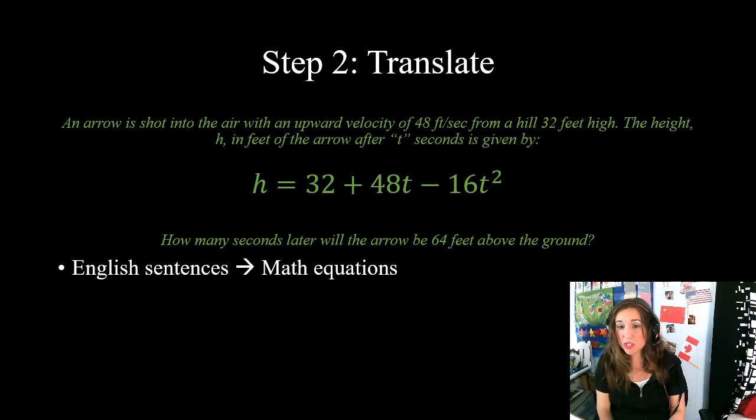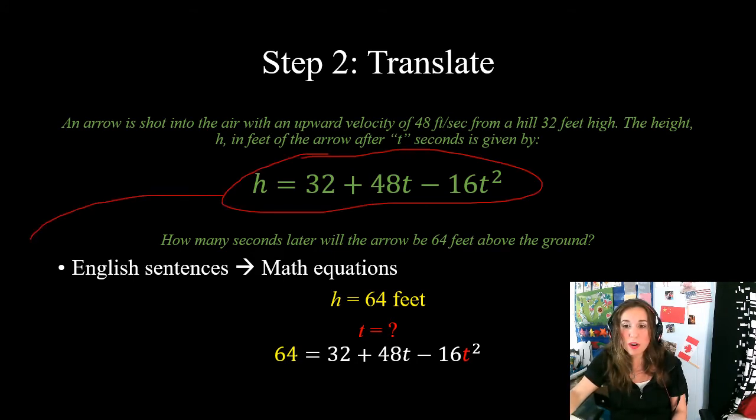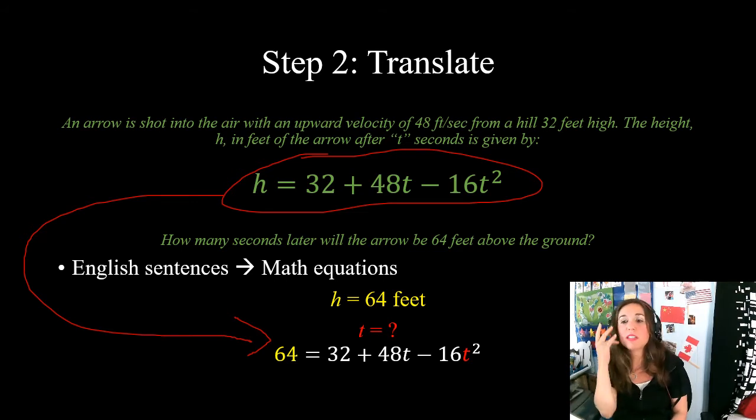So when I translate this from English sentences to math equations, well, I already have all of the information that I need to know, right? I know that the height is 64 feet. I don't know t, so I'm going to plug in 64 for the height, and I'm going to solve for t. So I just go back to my original equation formula that I'm given in the problem, right? And instead of writing h equals 32 plus 48t minus 16t squared, well, I know what the height is. It's 64. So I'm just going to put a 64 in there. And now I've got that one variable t that I can solve for. So whenever you're solving, you only ever want to be solving for one variable, right? That's so important. So now let's use algebra to solve.